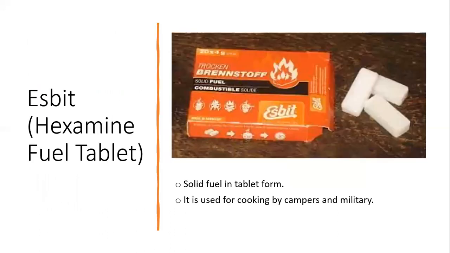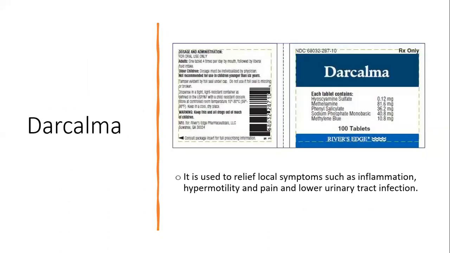The second product named is Esbit, or hexamine fuel tablet. It's a solid fuel in tablet form as seen in the picture above, and it's used for cooking in camps by campers and militaries. The third one is Darkalma. Darkalma is used to relieve local symptoms such as inflammation or hypermotility and pain, and to lower urinary tract infection. And while I was reading about it, I noticed that it's not found in Jordan. This medicine is not found here in Jordan, Darkalma.